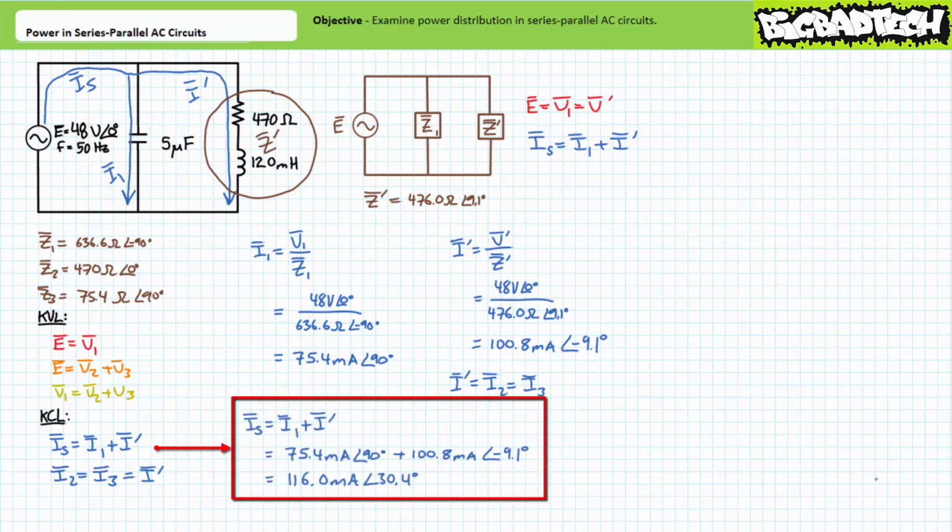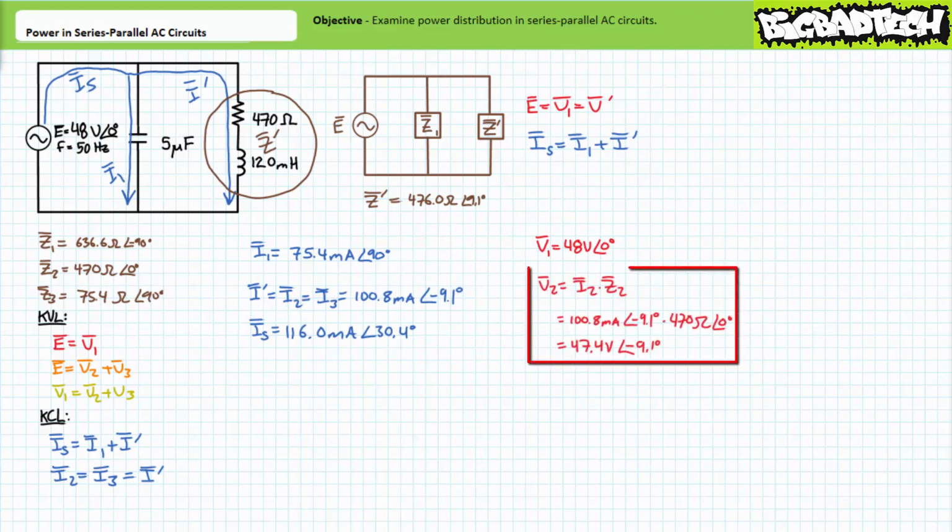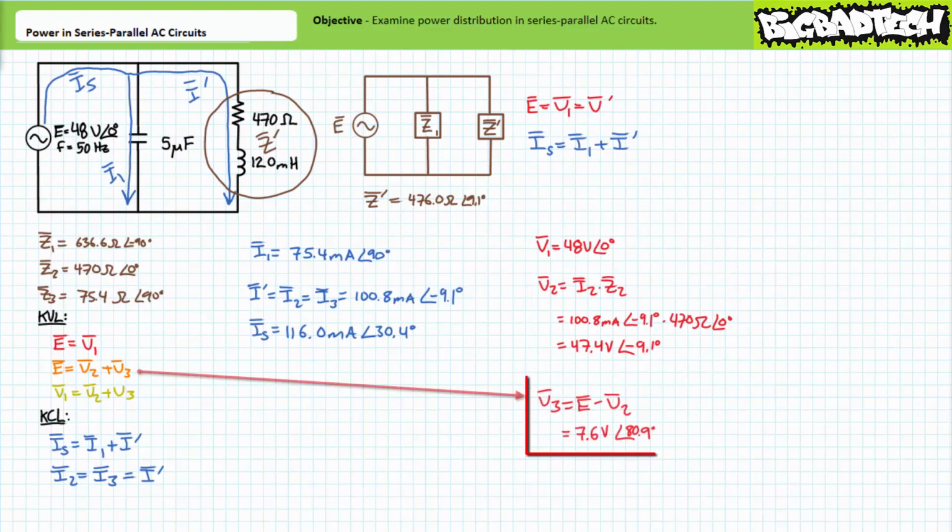Application of Kirchhoff's current law demonstrates that source current equals approximately 116 milliamperes at an angle of 30.4 degrees. Let's use these current figures to examine voltage distribution within this series parallel circuit. Our earlier Kirchhoff's voltage law analysis demonstrated that V1 equals 48 volts at an angle of 0 degrees. Application of Ohm's law demonstrates that V2 equals 47.4 volts at an angle of negative 9.1 degrees. A rearrangement of the Kirchhoff's voltage law equation demonstrates that V3 equals 7.6 volts at an angle of 80.9 degrees.